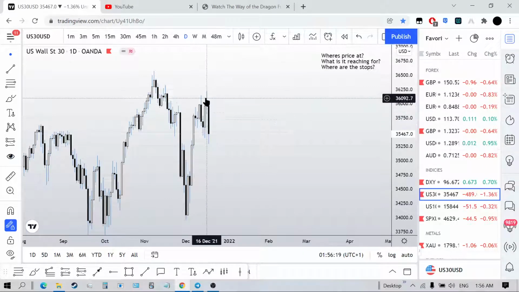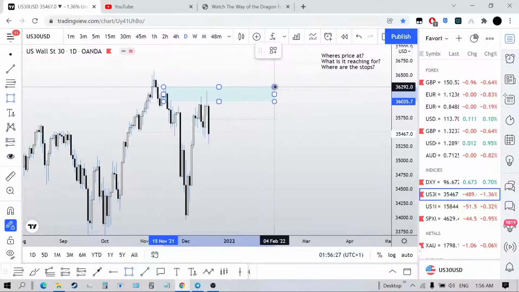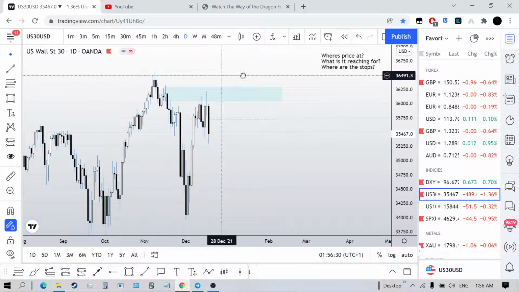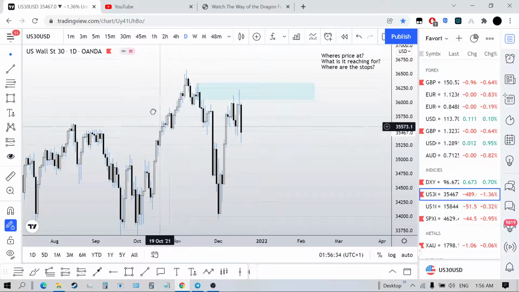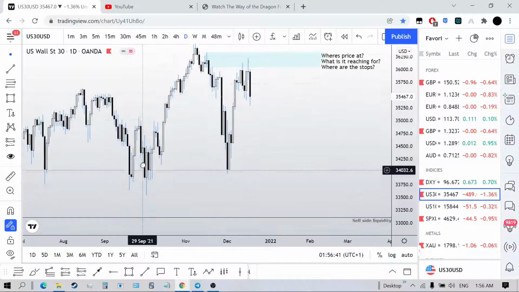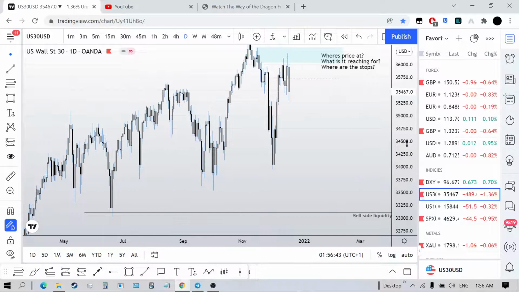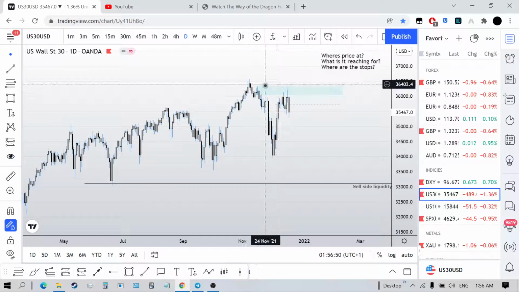Okay, so when price is here, I'm looking at what it is reaching for, a premium array. So we have this order block here, and then we have an order block up here that price could reach for and play off of. And then where are the stops? The stops were inside of here. Then we have our direction, which are these lows down here that price could potentially make its way back to, or it could just take out this high, depending on what it does.